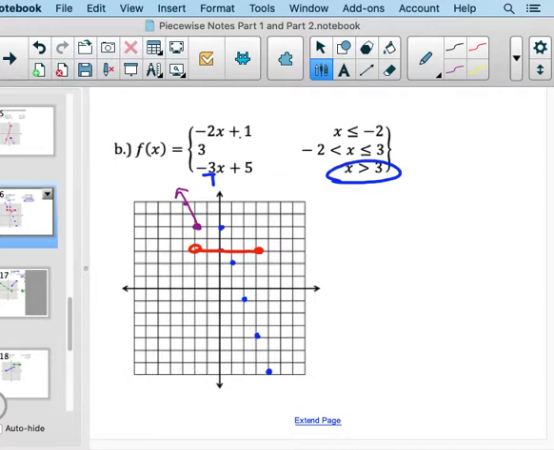I want it to be 3 or bigger. So I find 3 on my x-axis. 1, 2, 3. And it's going to start here as an open circle and extend through. I'm going to redraw that open circle. It's a little obnoxious. Open circle, point, arrow, because it's extending forever.